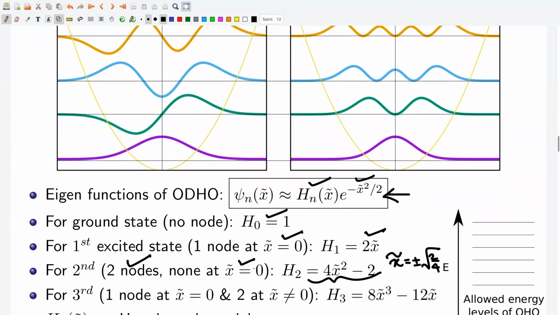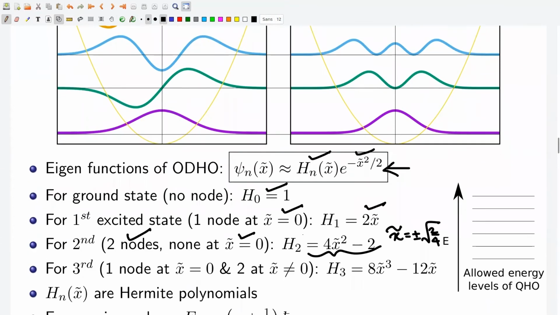Similarly, for the third excited state, we need one node at x tilde equal to 0 and two nodes at x tilde not equal to 0. If you look at this polynomial, you have one node at x tilde equal to 0, and two more nodes at x tilde equal to plus minus square root of 12 by 8. And so on, right? We can even derive this for even higher excited states.